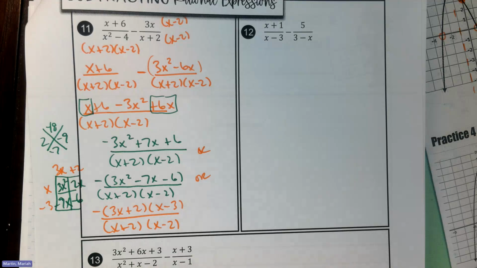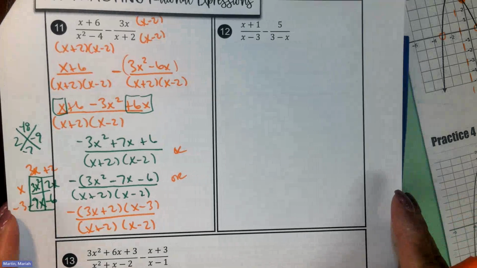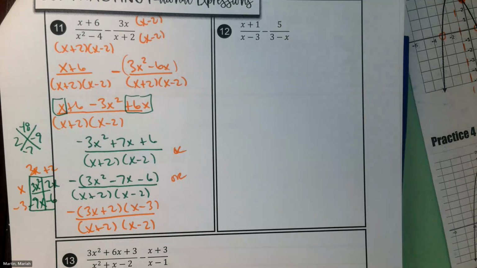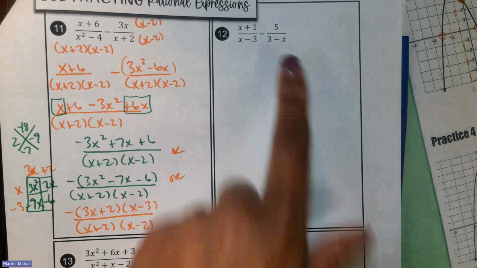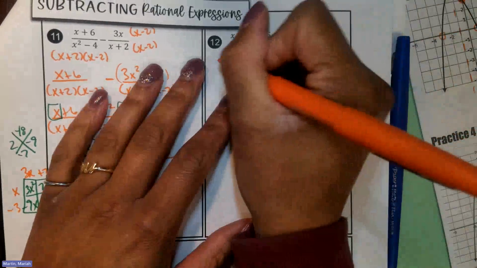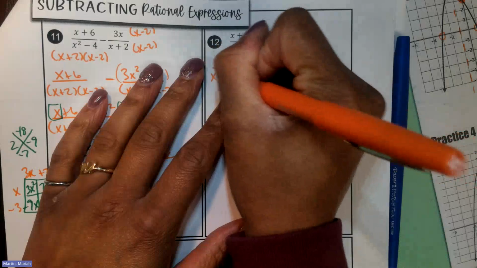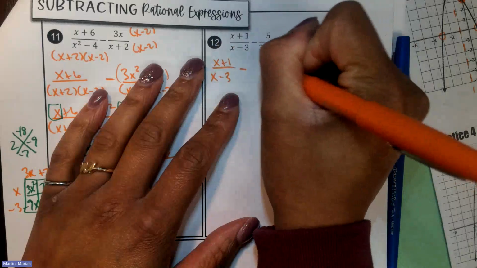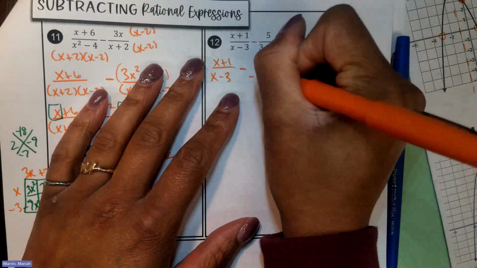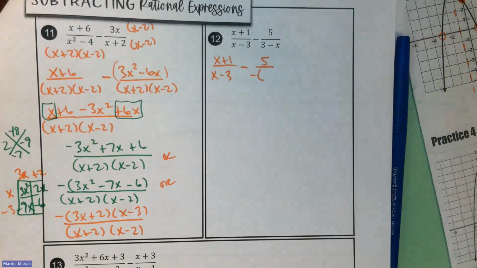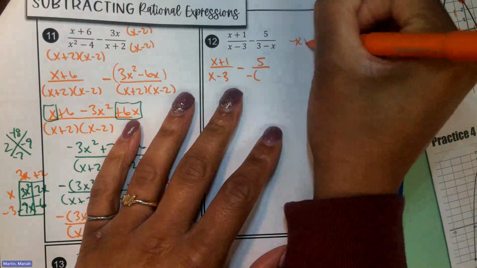Okay, on to number 12. I have x plus 1 over x minus 3 minus 5 over 3 minus x. Okay, so partially I'm going to rewrite this problem. So I have x plus 1 all over x minus 3 minus 5 all over negative, if I flip this around, it's negative x plus 3.